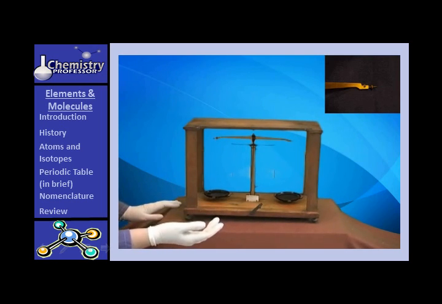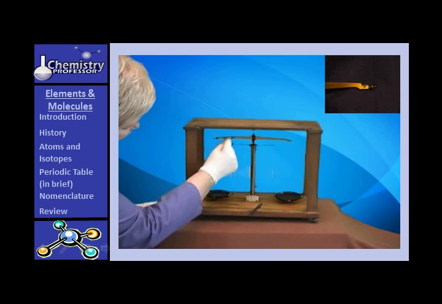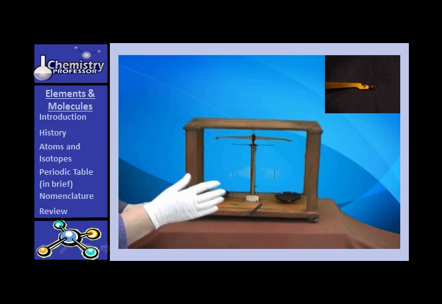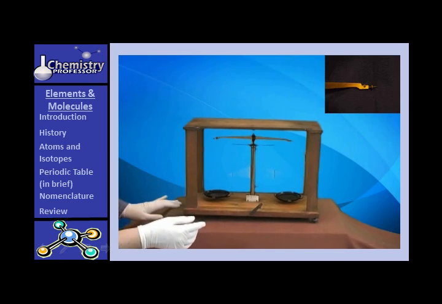Balances developed in the later 1900s had a platinum rider that moved along the beam to give even greater degree of accuracy and a greater degree of sensitivity.